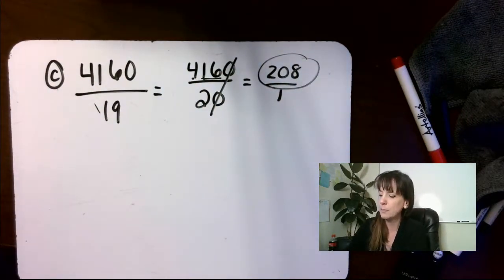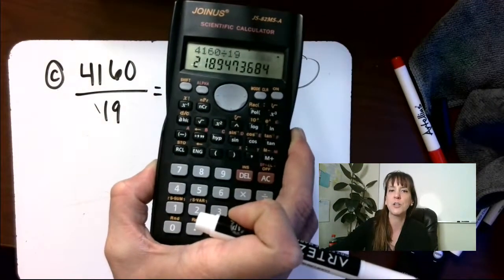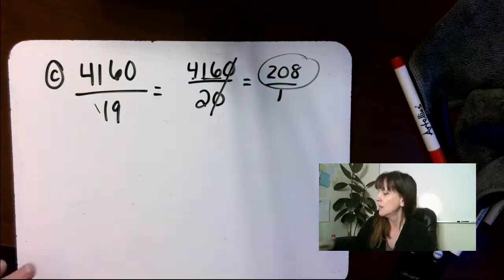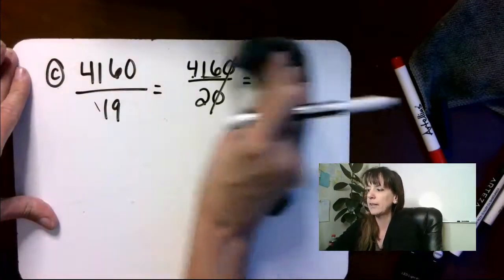Let's do the actual numbers. We would get 4160 divided by 19. Good, I said 208, and sure enough, the answer is 218. So we were real close, right? It's just, again, another way to ballpark that number.